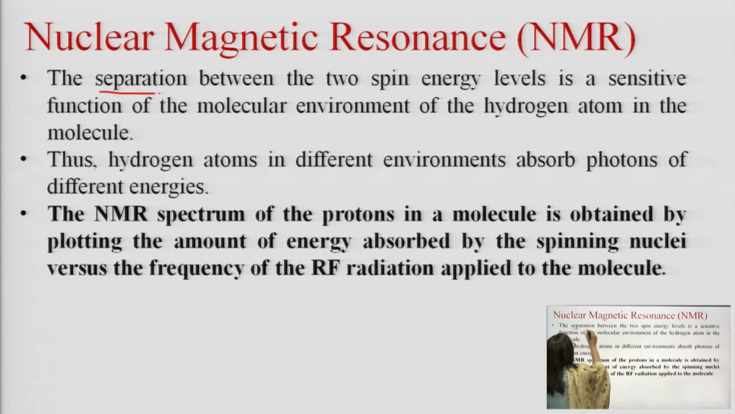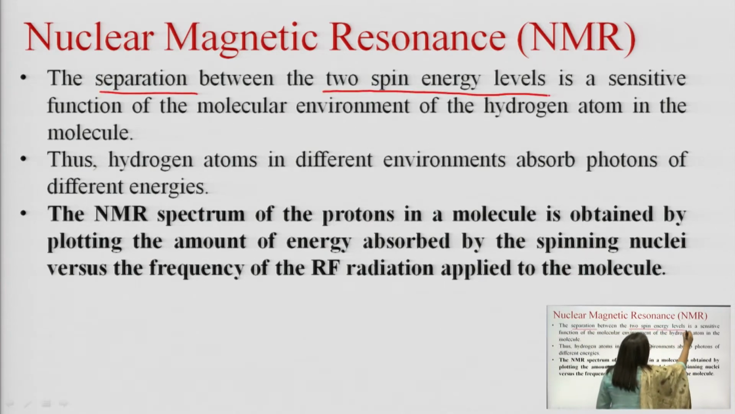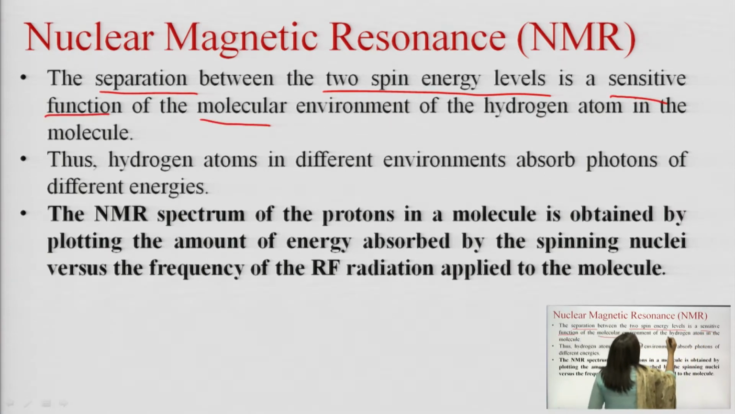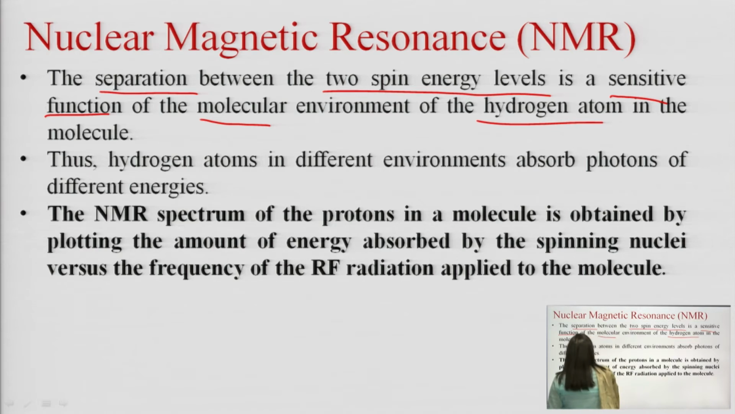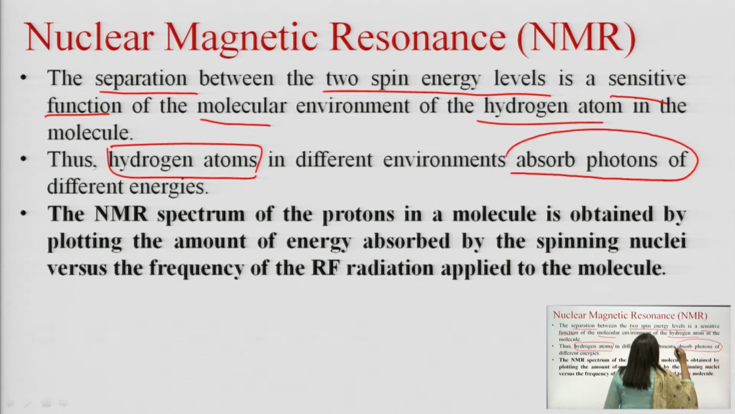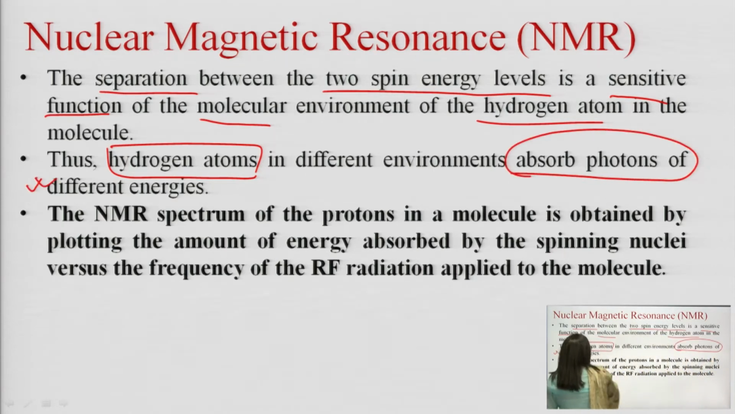Separation between the two spin energy levels is a sensitive function of the molecular environment of the hydrogen atom in the molecule. Thus, hydrogen atoms in different environments absorb photons of different energies. Since the molecular environment of each proton, each hydrogen atom, is different in different molecules, the absorption of photons of different energies will be there.